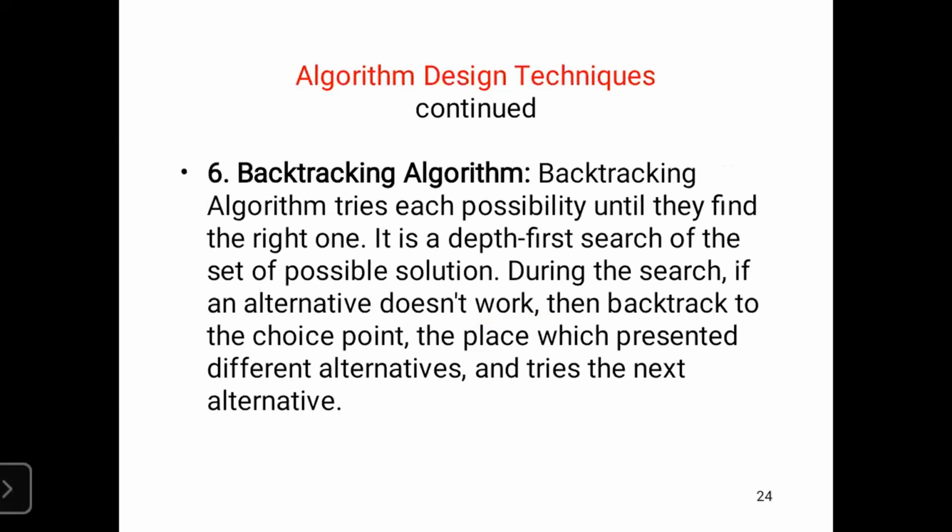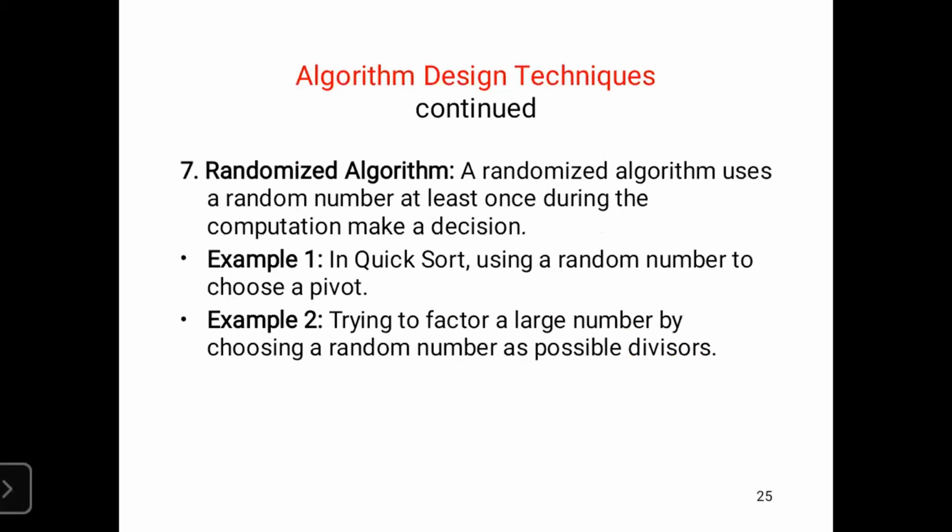Okay, we already discussed the backtracking algorithm, the sixth one. Now the seventh one, the randomized algorithm. A randomized algorithm uses a random number at least once during the computation to make a decision. So what are the examples related to randomized algorithms? In Quicksort, we use a random number to choose a pivot.